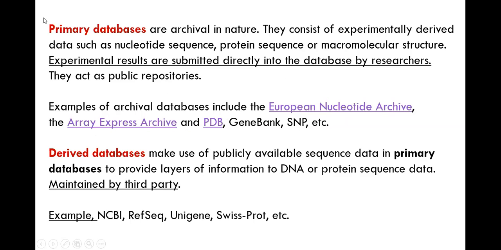And derived databases, they are using the information available in primary databases, cross-checking them, making them into properly relevant layers of information that you can study, DNA and protein sequence data. So derived databases are not open to the public. They will be maintained by third-party organizations, and they will check whether the primary database information is genuine, authentic or not. Then they curate it, and produce other information that is reliable. For example, NCBI RefSeq, UniGene, Swiss-Prot, these are examples of derived databases.